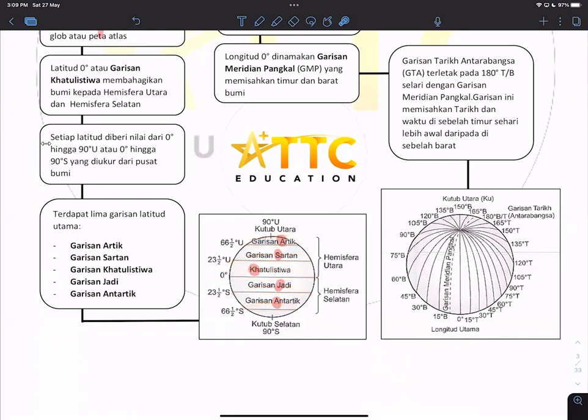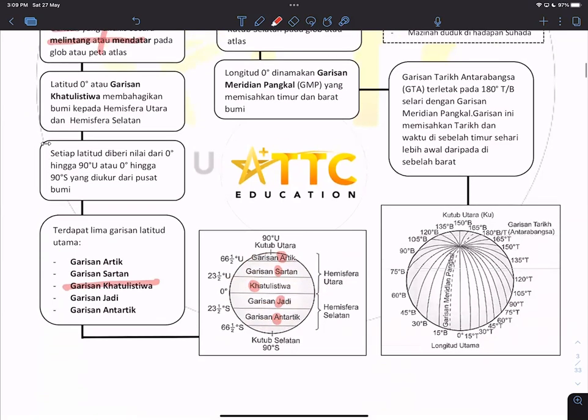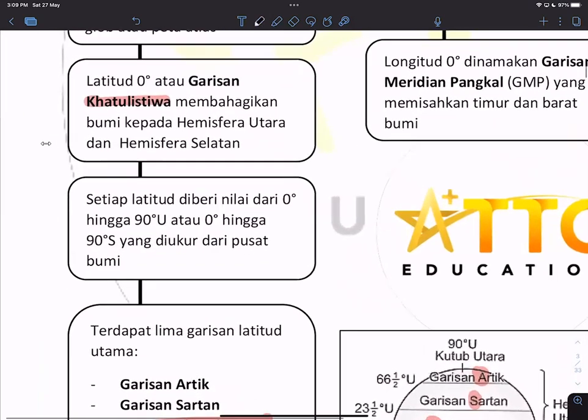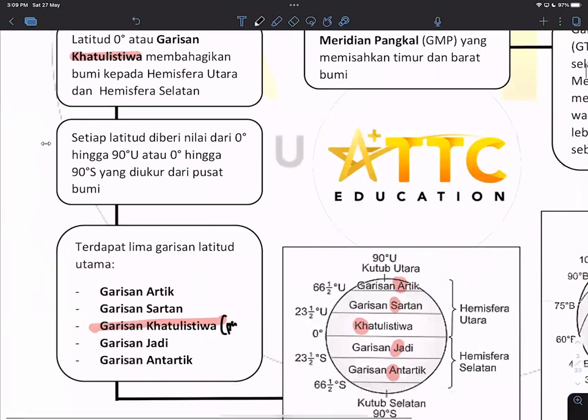So you guys better try to practice now. Khatulistiwa, garisan yang paling panjang, the longest latitude line. Okay, so remember, Khatulistiwa is paling panjang. Please learn how to spell Khatulistiwa. So you guys can bracket this is paling panjang, longest. Panjang. So which garisan latitude is paling pendek?